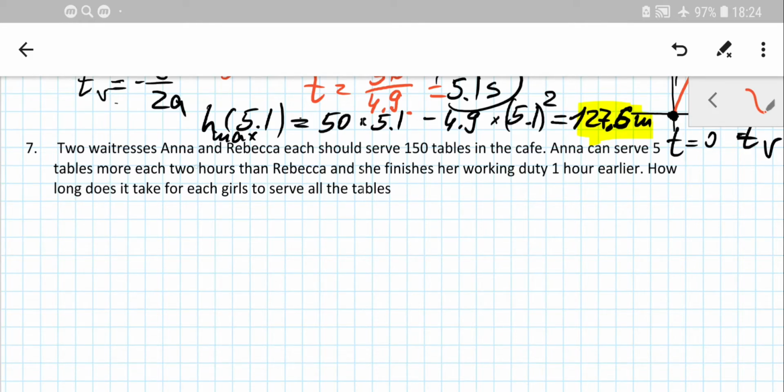Okay, so we've got 2 waiters, Anna and Rebecca. Each should serve 150 tables in the cafe. Obviously it takes more than one shift, 150 tables is really a lot, so it depends on how often. But on average, we see that Anna can serve 5 tables more each 2 hours. The keyword here is 2 hours, not each hour, but every 2 hours, Anna can serve 5 tables more. Then Rebecca finished her work and duty 1 hour early. So how long does it take for each girl to serve all the tables?